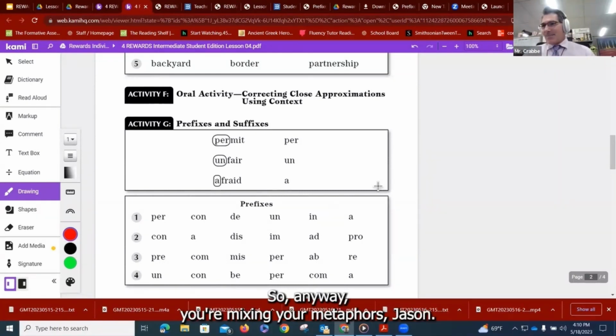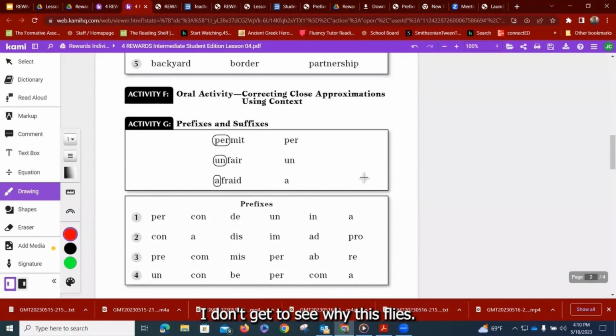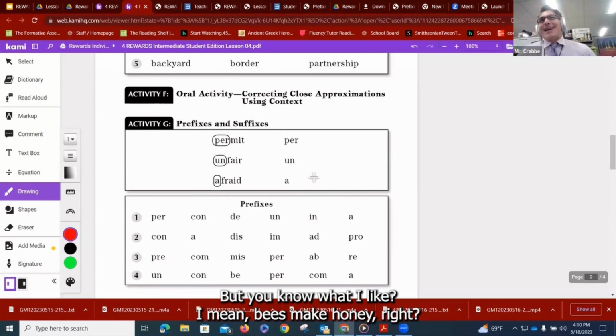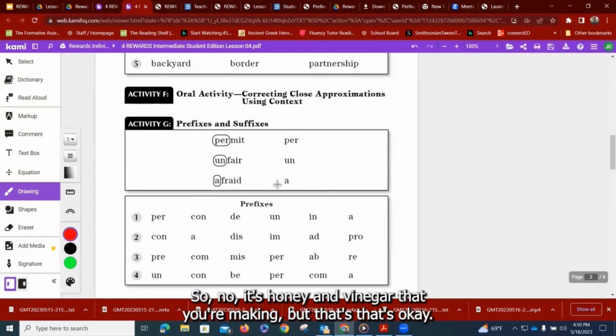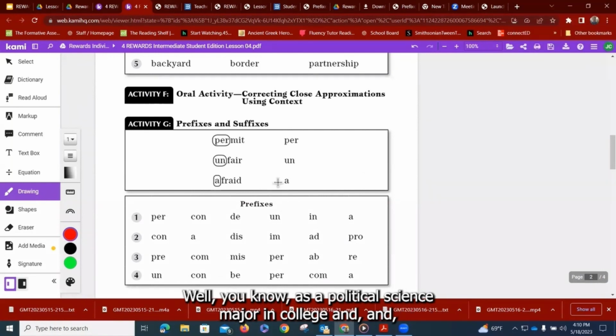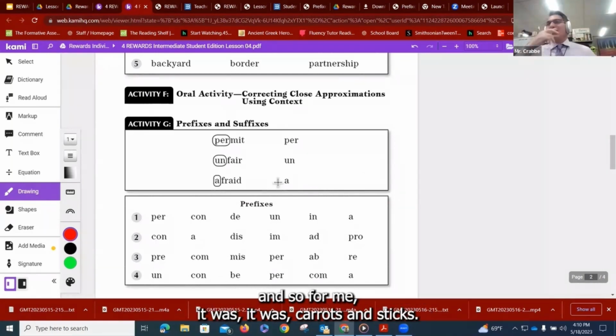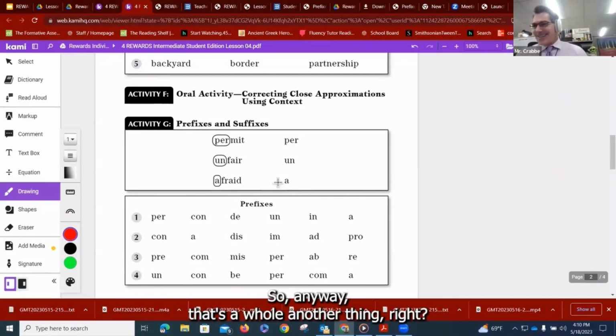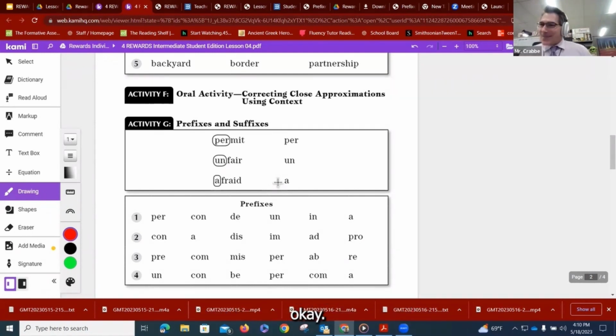So anyway, you're mixing your metaphors, Jason. I know. Okay, see, flies, but you know what? I mean, bees make honey, right? No, it's honey and vinegar that you're mixing. But that's okay. Well, I was a political science major in college, and so for me it was carrots and sticks, right? So anyway, that's a whole other thing, right? During the Cold War.